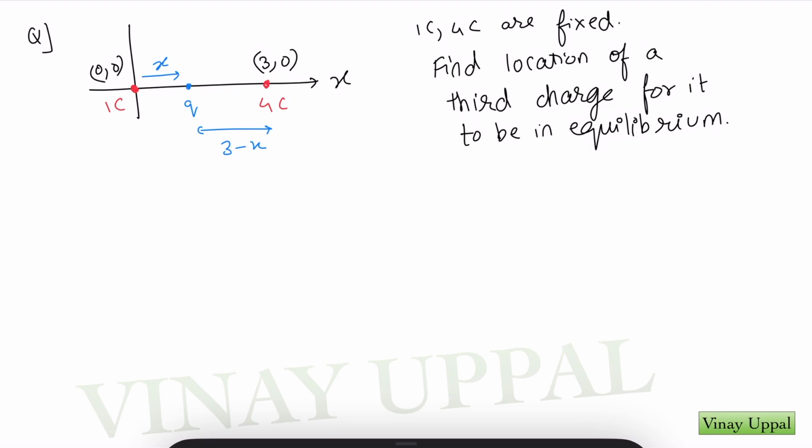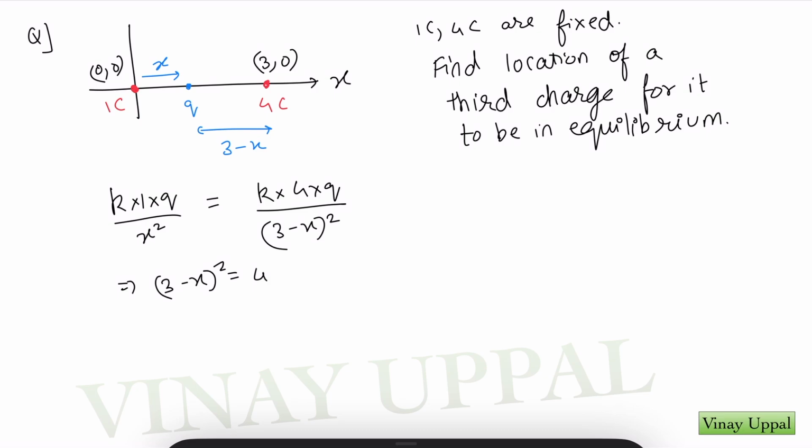So you will have the force by 1 coulomb on charge q, using Coulomb's law, k into 1 into q divided by x squared, should be equal to k into 4 into q divided by 3 minus x the whole squared. So basically I'll have 3 minus x the whole squared equal to 4x squared. So taking the square root right away, 3 minus x equals 2x, and therefore x would be equal to 1. So I would place the charge at 1, 0, and that will ensure that it is in equilibrium.